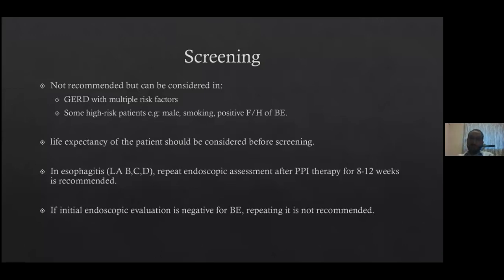In esophagitis with Los Angeles classification B, C, D, repeat endoscopic assessment after proton pump inhibitor therapy for 2 to 3 months is recommended. If the initial endoscopic evaluation is negative for Barrett esophagus, repeating it is not recommended.